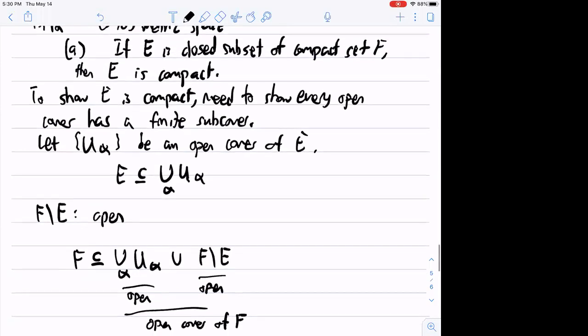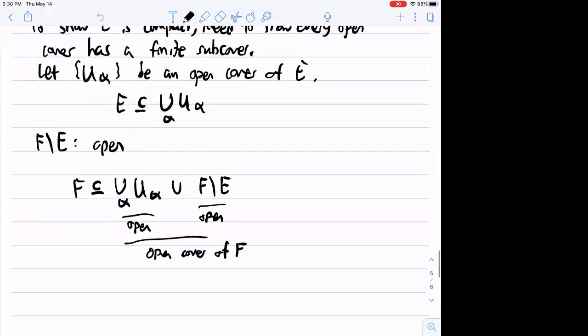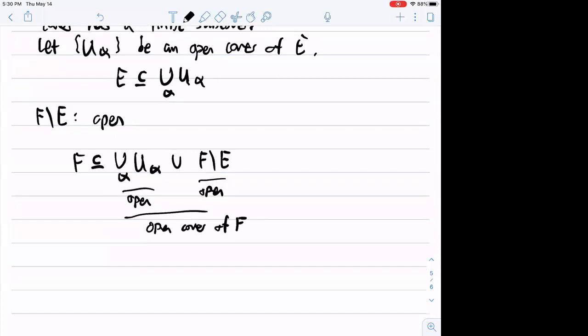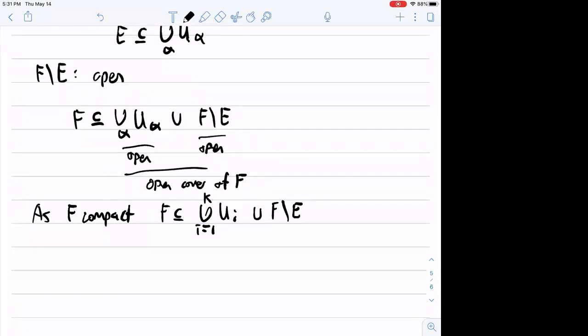And what do we know about F? It's compact, right? So there's a finite subcover. As F is compact, F is contained in the union of U_i, i equals 1 to K, union F without E. It could be just the U_i's already cover F, but we're just adding an extra one, so it's still finite. It could have been that the U_i covered the whole space anyway, but this is a finite thing.